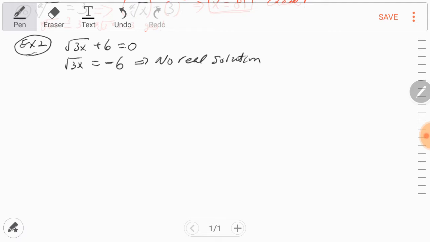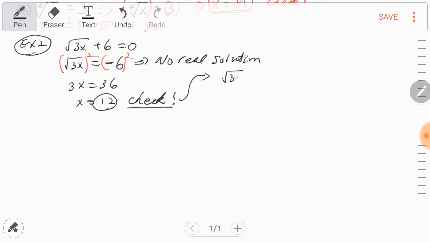Okay, so let's square each side. Then 3x is equal to 36. Then divide each side by 3, and x equals 12. We got the value 12. The solution is 12, but we have to check whether 12 satisfies the equation. Okay, check.